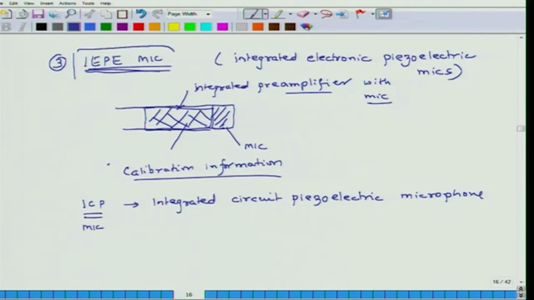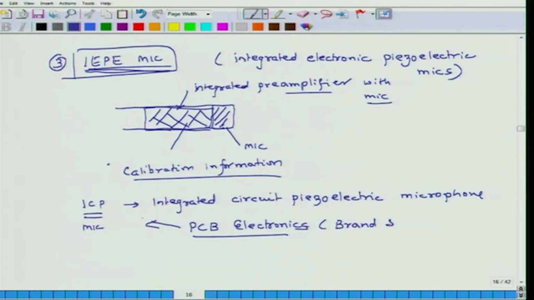Now IEPE is an industry standard term. It is not specific to a company. This ICP is something which is used by a particular company called PCB. It is used by PCB Electronics. So this is a brand specific terminology. Okay, it is a manufacturer specific terminology. It essentially more or less means the same as IEPE. Similarly, there are other companies that have come up with their own terminologies.